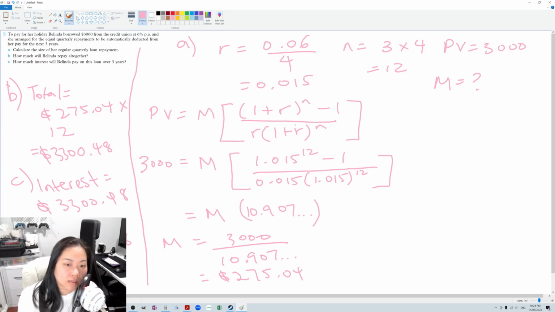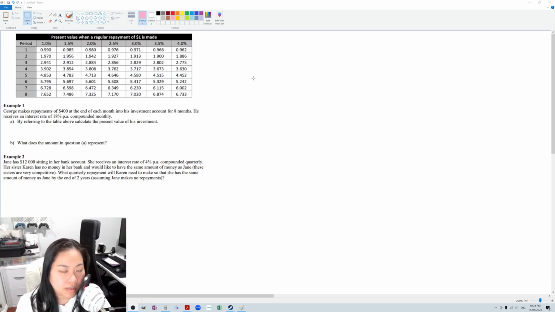and also a debt type of problem. Sometimes you're going to get a table like this for a present value question. Let's have a closer look at it to see if we can figure out this table. The title says present value when a regular payment of $1 is made with a period amount. So period is just the number of times that the interest is applied. And then the interest up here.